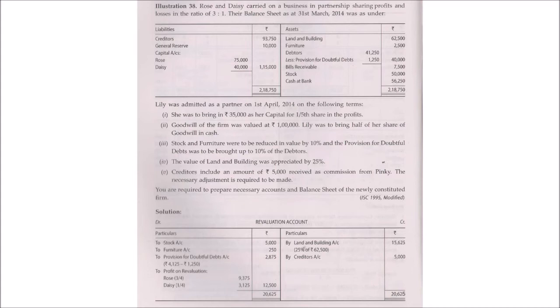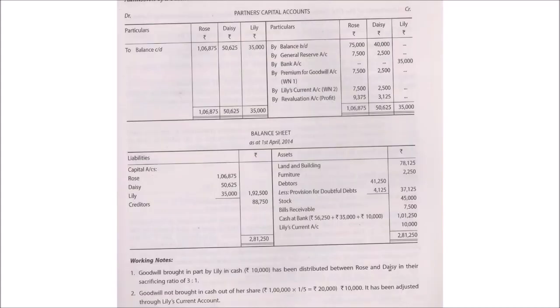Next, you have to prepare partners capital account. Opening balance is given there in the old balance sheet. By balance brought down, ROS column 75,000 and DAC column 40,000. Next, check any accumulated profit is given there in the old balance sheet. Yes, it is given general reserve amount 10,000. Divide among the old partners in their old profit sharing ratio 3:1. So, by general reserve, ROS column 10,000 times 3 by 4, 7,500 and DAC column 10,000 multiplied by 1 by 4, 2,500.